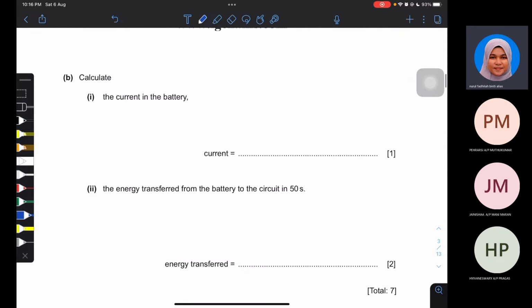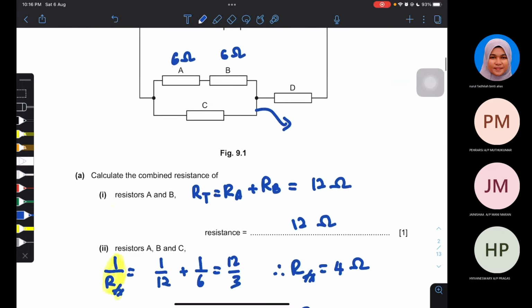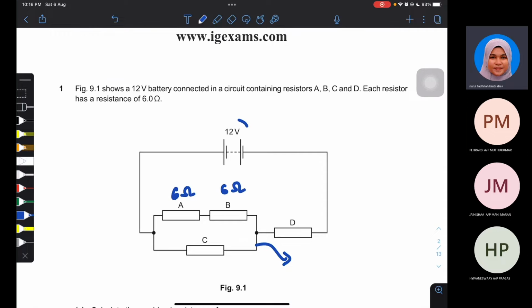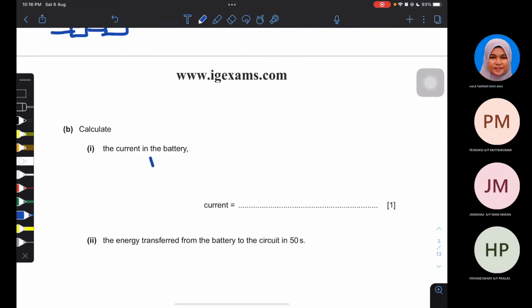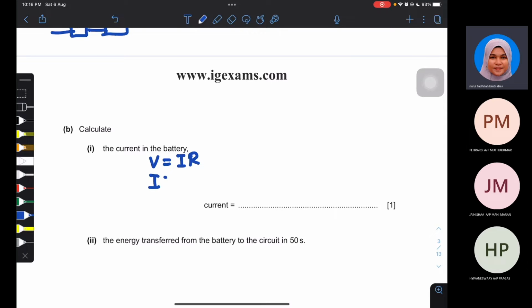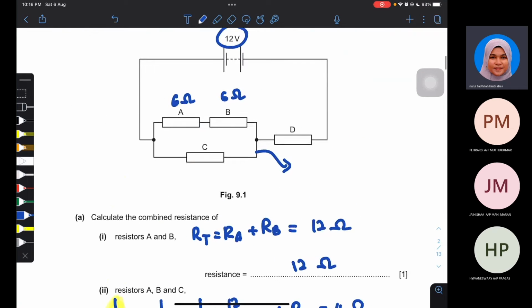Next question. Calculate the current in the battery. Current in the battery mana? Okay, yang ni. So kita tahu dia this voltage 12. You all dah pernah buat ke soalan ni? So kita guna formula apa? V equals to IR. Jadi what do we want? We want I. Okay, I equals to V over R. So kita tahu V dia adalah 12 volt. Okay, sini dapat daripada situ.